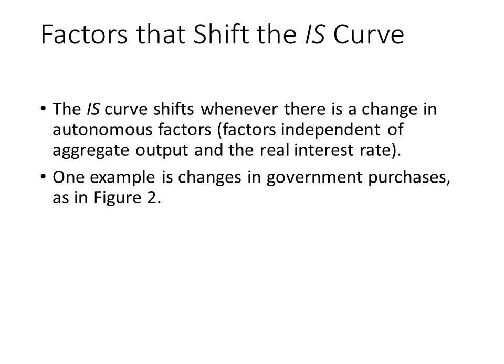So, some factors that shift the IS curve. The IS curve shifts whenever there is a change in autonomous factors, which are factors that are independent of aggregate output and of the real interest rate. One example, and the example that I'm going to use here, is changes in government purchases.